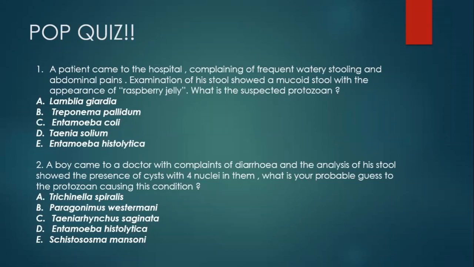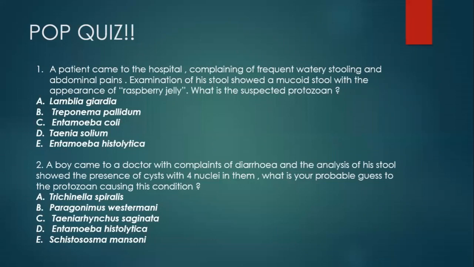The answer to this question is, for everybody that chose E, Entamoeba histolytica, you're correct. That's the answer. Entamoeba histolytica causes the appearance of stool with a raspberry jelly form. It causes abdominal pains, it causes diarrhea. In fact, the diarrhea is the main clinical manifestation. So the answer to this question really is Entamoeba histolytica.